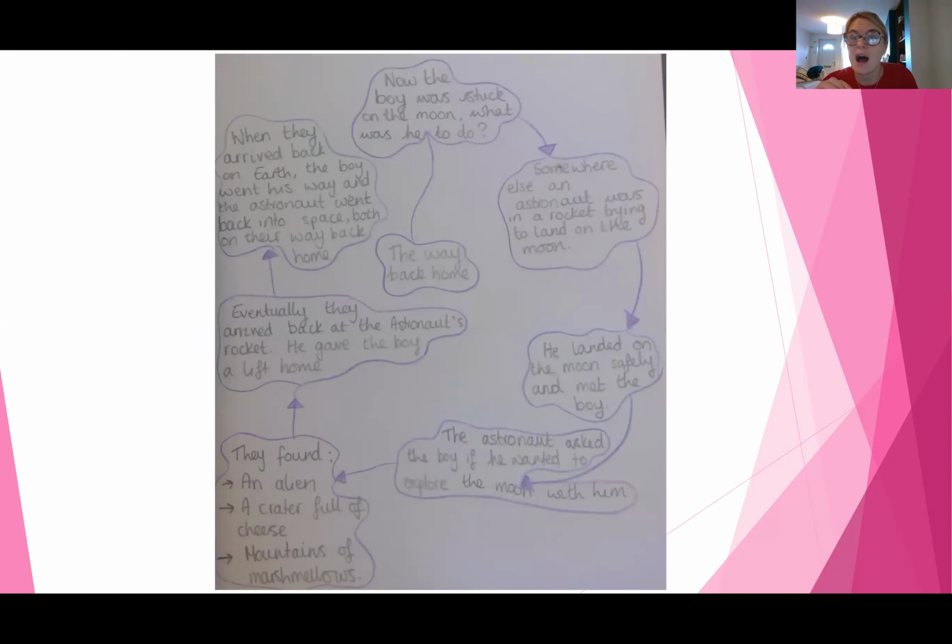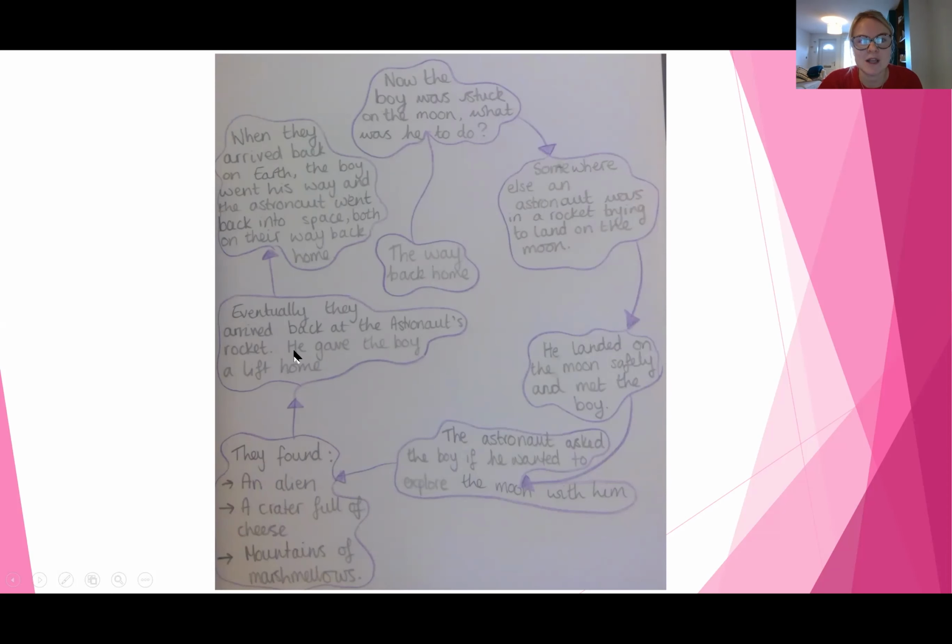So this is just my plan. When I write my story, I'm going to expand on what happens a bit more when they meet the alien, find the crater full of cheese, and the mountains of marshmallows. So I'm just planning. This is just a little bit of information. I don't need to think too much in depth as to what's going to happen.